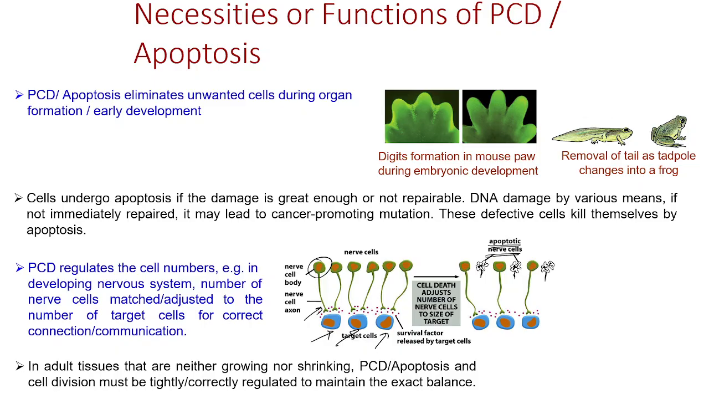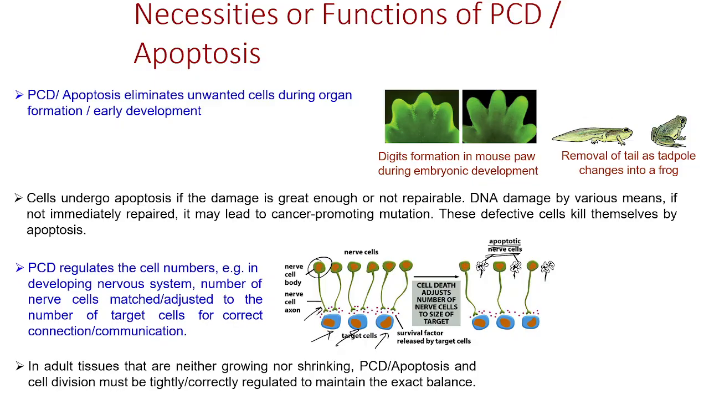So the necessity of programmed cell death, or apoptosis, is that it leads to the elimination of unwanted cells during organ formation. For example, during digit formation in the mouse paw, apoptosis removes the interdigital tissue, sculpting separate fingers and toes. Then there is the removal of transient structures in amphibian metamorphosis. Apoptosis removes the tadpole tail as it transforms into a frog. So therefore, it's very important.